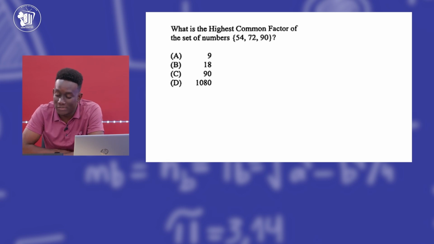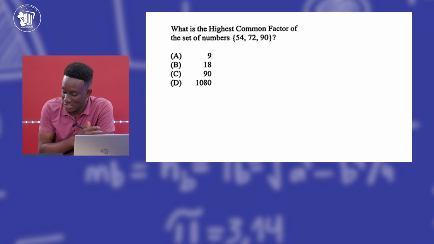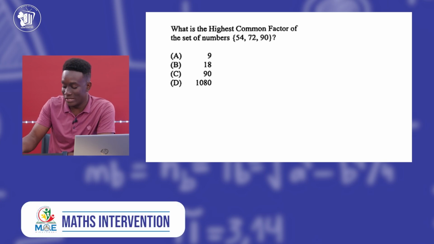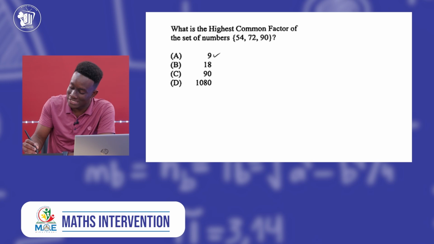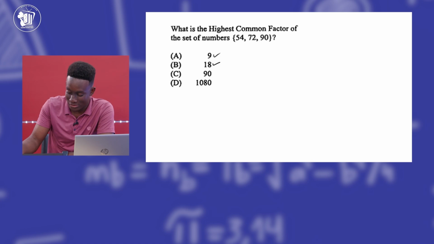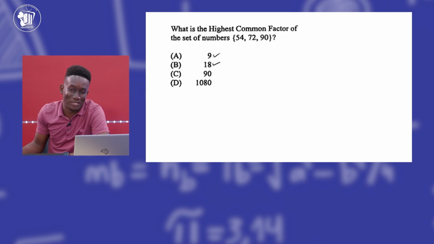So we see 9 times 6 will give you 54. So we see 9 can go into 72. 72 divided by 9 would be 8. And 9 can go into 90 as well. 90 divided by 9 would be 10. So that is a factor, but we want the highest factor. And since 9 is a factor, and we know 9 and 9 would be 18, 18 will also be a factor of all these numbers, simply by common sense and also mathematics.